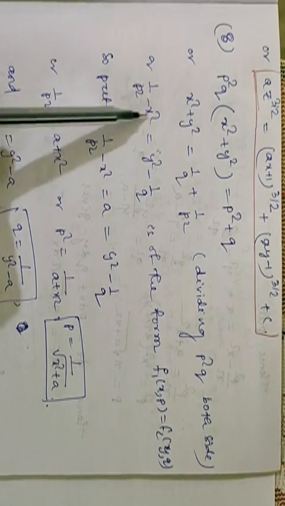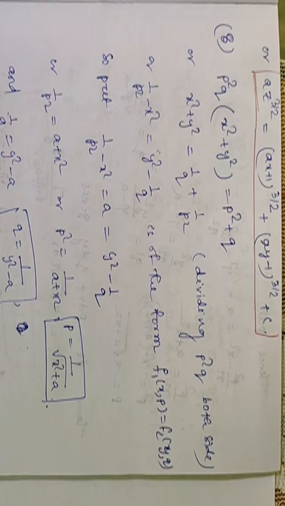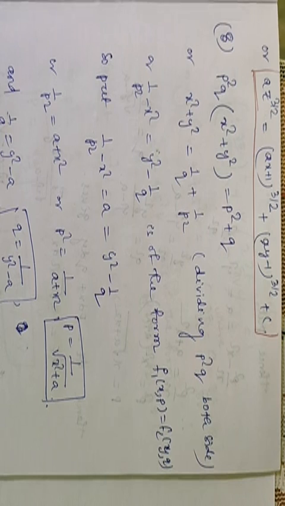Or simplifying we can write this as a z to the power 3 by 2 is equal to (ax plus 1) to the power 3 by 2 plus (ay minus 1) to the power 3 by 2 plus c.